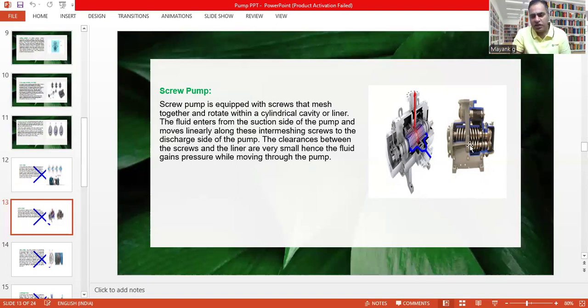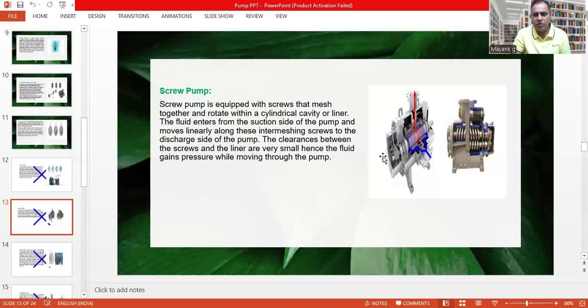As you can see, this is the twin screw pump. As the fluid gets in, it rotates within these screws, and there is a fine clearance between the external casing and the screw, which causes an increase in the pressure. And as the rotation continues, the only way out for the liquid is to be discharged from the outlet port of the pump.